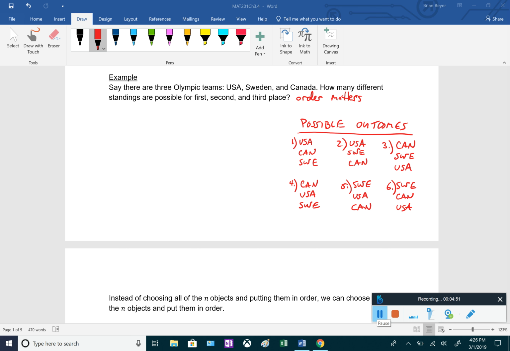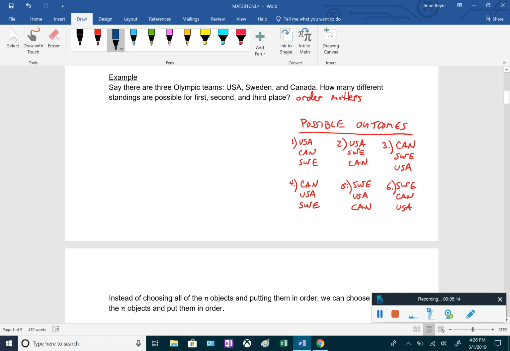Okay, so I filled out every possible outcome with these 3 different countries coming in first, second, and third place. So either the USA can come in first, Canada second, Sweden third. That's one option. USA first, Sweden second, Canada third. That's the second option. And then you can read through those other options. So we can see that there's 6 possible outcomes here.